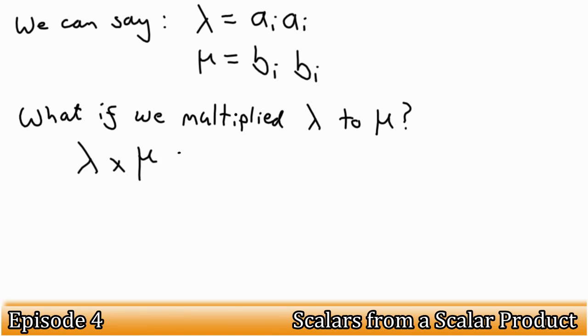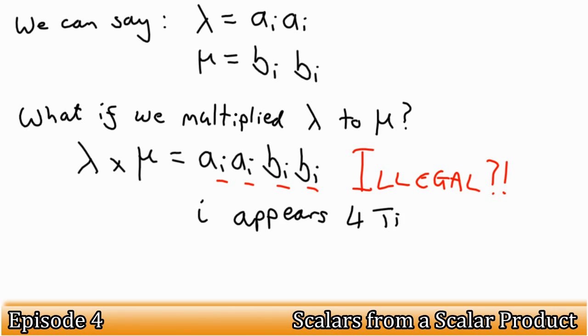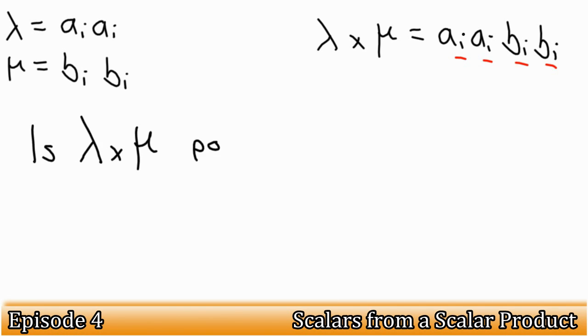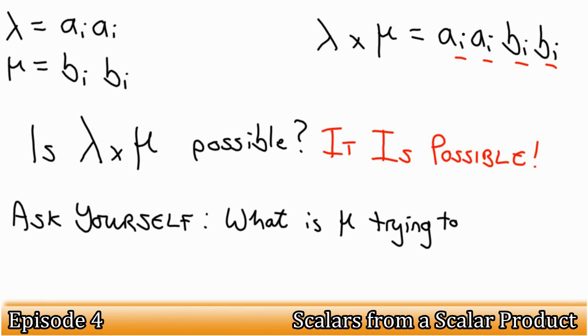Lambda times mu is equal to A_i A_i B_i B_i. Now remember what we said in the last video. This is illegal. Einstein's summation convention states that an index cannot appear more than twice within any term. So, is lambda times mu possible? Well, yeah. Because lambda and mu are both numbers, multiplying lambda by mu would just give you a number to finish. All we need to do is consider what mu, for example, is trying to achieve.